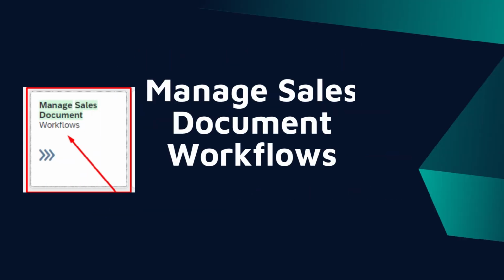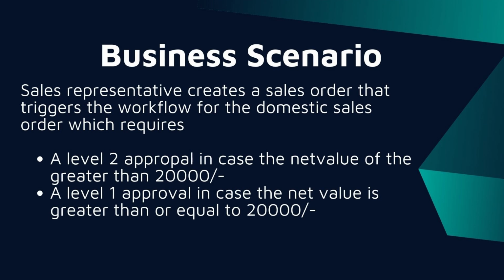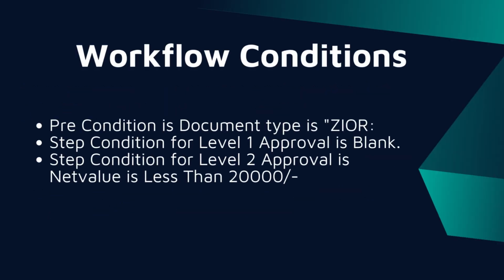In order to trigger the level of approval, there is a Fiori app in which you define a precondition to meet the flexible workflow scenario and a step condition to meet the appropriate level of approval. As per the above business requirement, you need to set up the precondition as order type ZIOR, the step condition for level 1 approval is blank, and the step condition for level 2 approval is net value greater than 20,000.